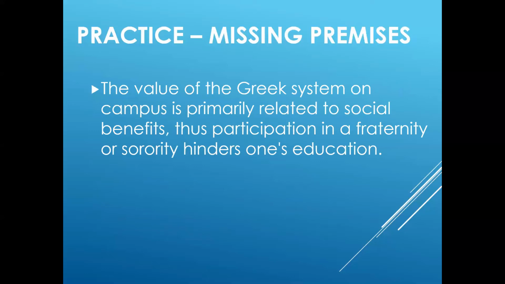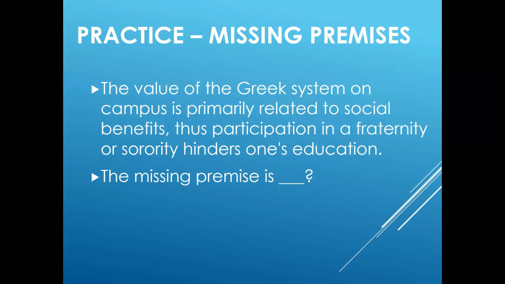All right, one more time here. The value of the Greek system on campus is primarily related to social benefits. Thus, participation in a fraternity or sorority hinders one's education. Now, we do have an indicator word, the word thus. So we have the first statement is the premise. What follows at the end is the conclusion. Again, the conclusion clearly does not directly follow from that premise, so there must be a missing premise.